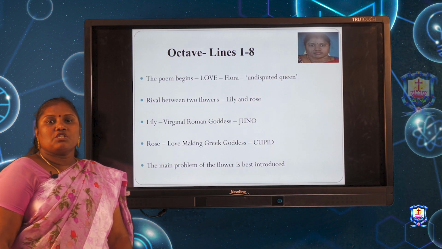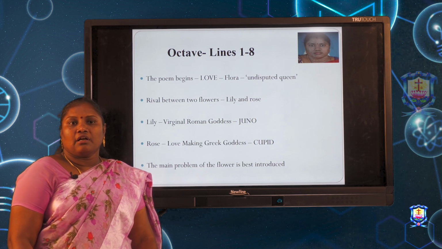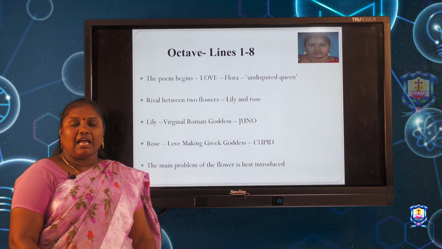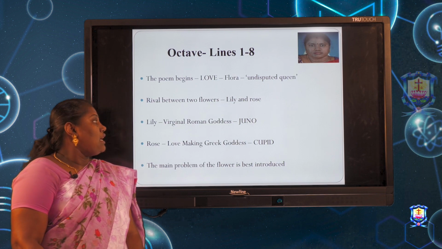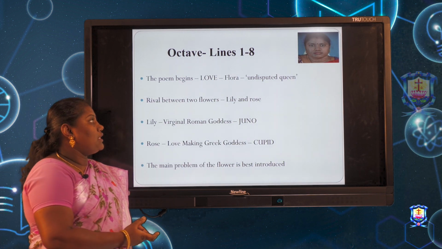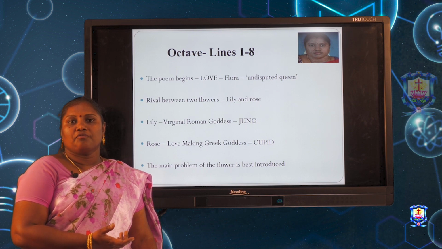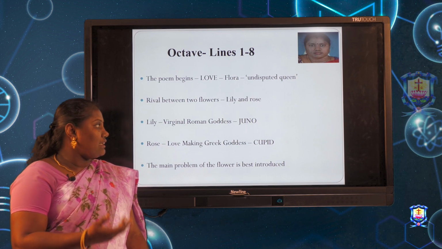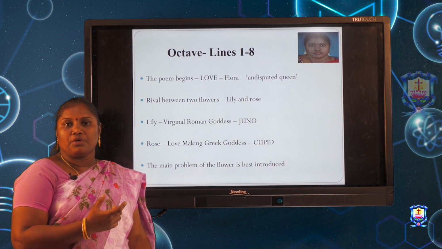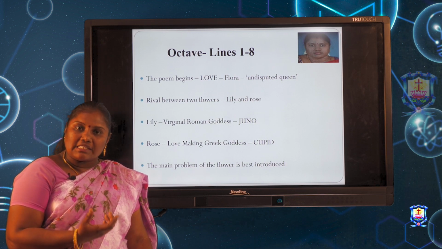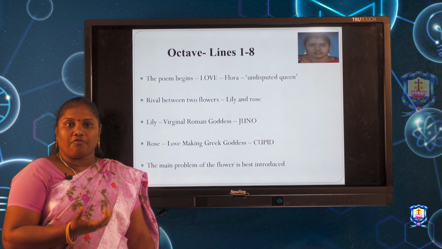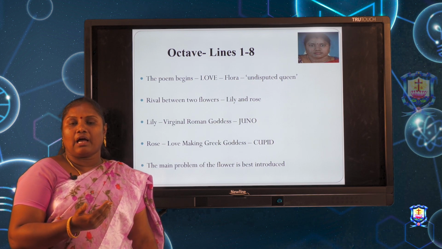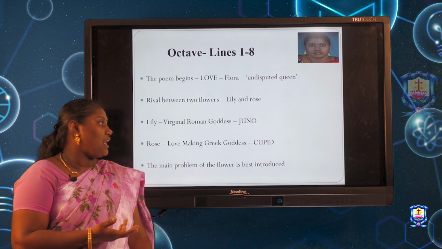The poem begins with Flora coming to judge a rivalry between two flowers, the rose and the lily. They fight each other to decide who will be the queen of all the flowers. So, the Roman goddesses are called to judge between both the flowers.